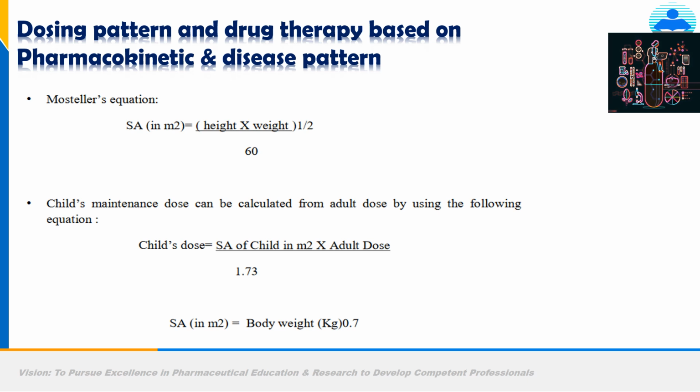This calculation is considered a molecular calculation. Based upon it, we can find out the body surface area, or calculate the doses of the drug based upon body surface area, specifically for anti-cancer drugs or immunoglobulins. Then we need to calculate the child dose based upon the body surface area of the child and the adult dose. These are the different calculations utilized for understanding the dosing pattern and dose calculation for the actual drug administration to the patient.